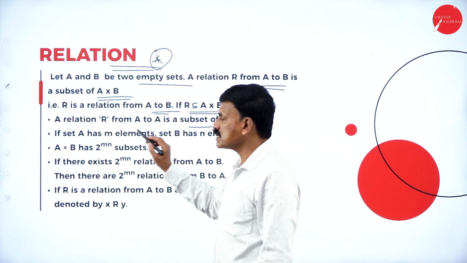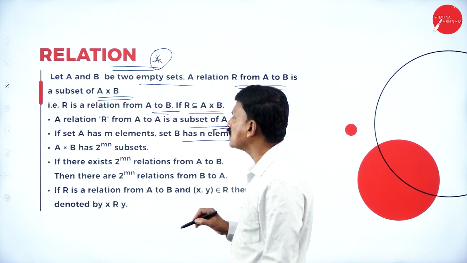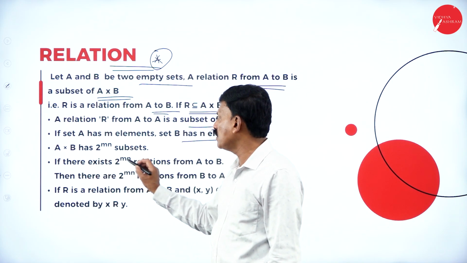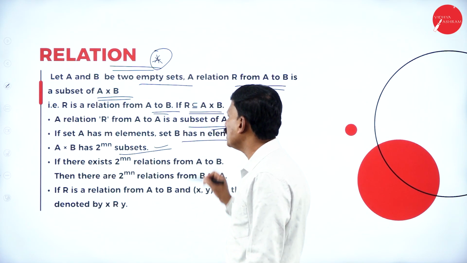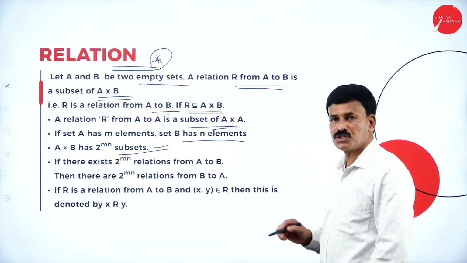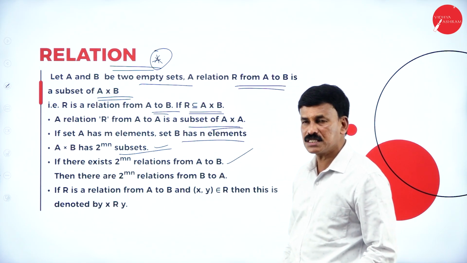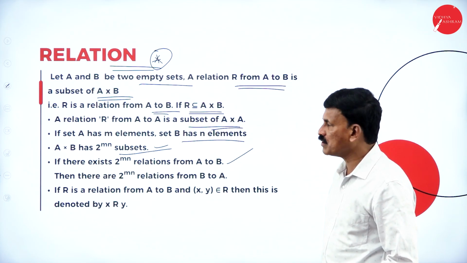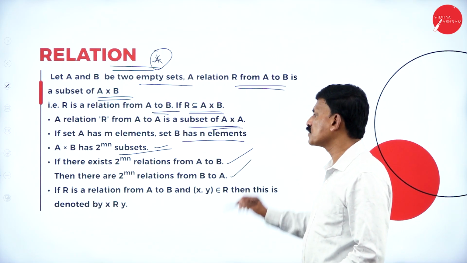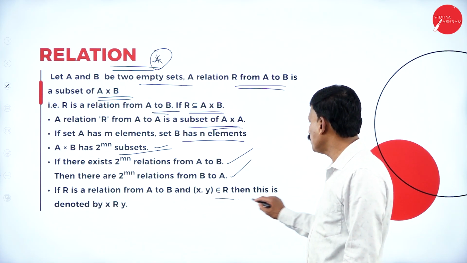Suppose a set A has m elements and the set B has n elements. Then A cross B will have mn elements, and so 2 to the power of mn subsets. Hence there exist 2 to the power of mn relations from A to B, and also 2 to the power of mn relations from B to A.